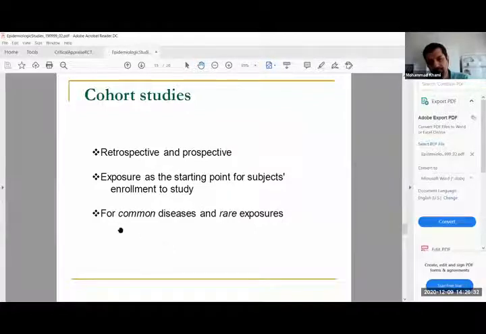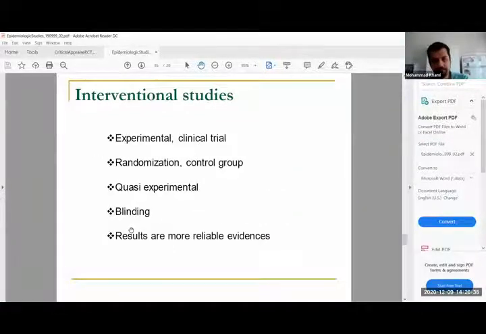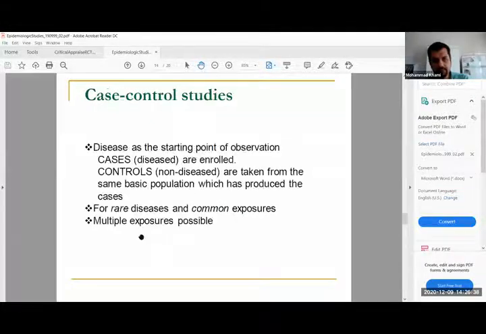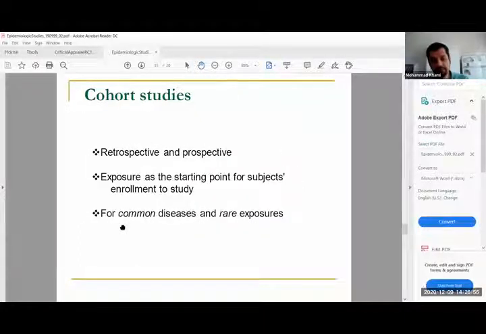You can see, if we go back to the previous slide, the case control studies were good for rare disease and common exposures, and the enrollment was based on disease. And here, cohort studies are for common diseases and rare exposures, and the starting point is from exposure. So we will have 2 or more groups and then investigate the future change in the pattern of the disease in these various groups, which are different just in exposures.